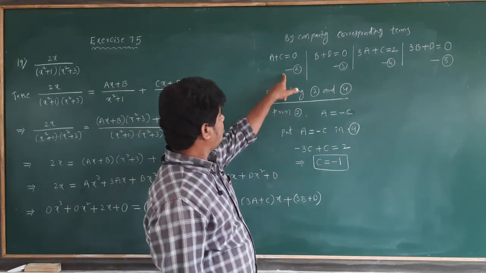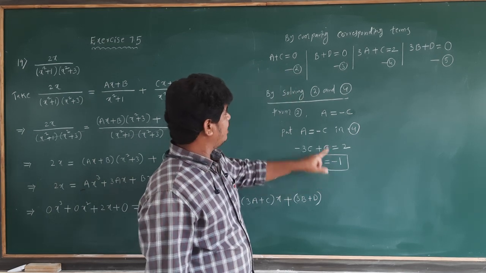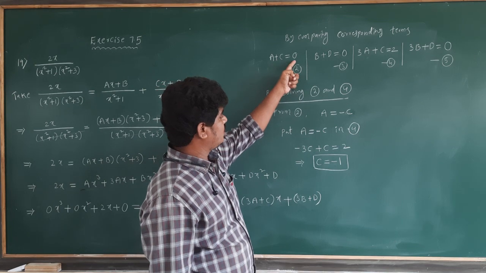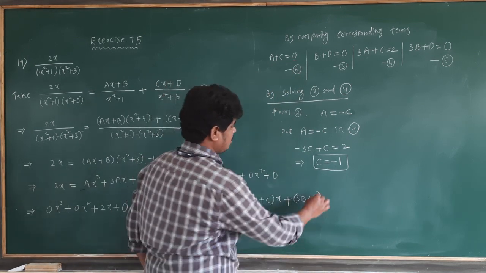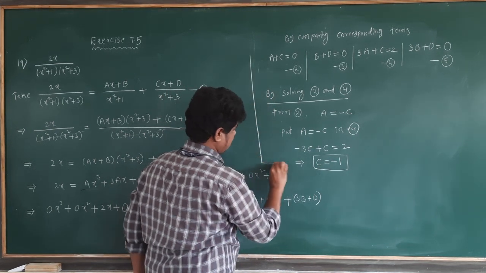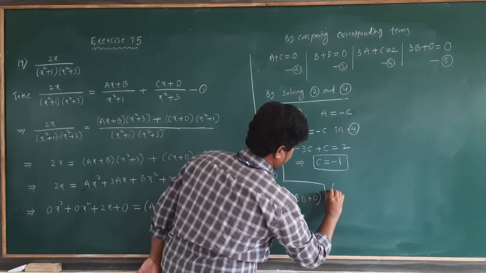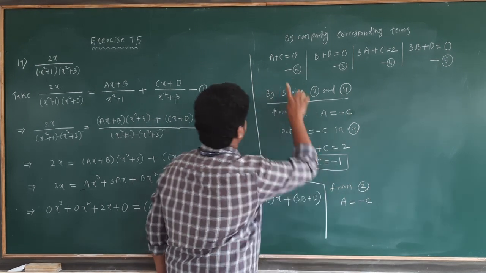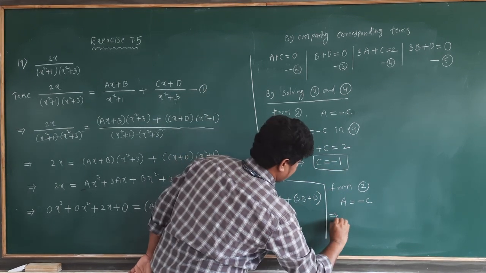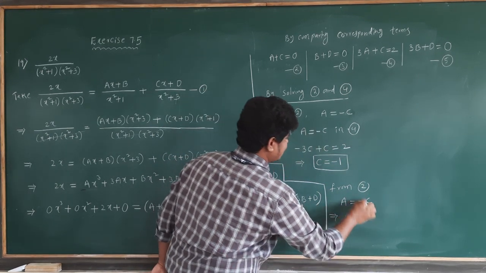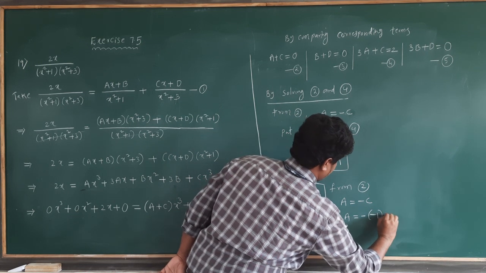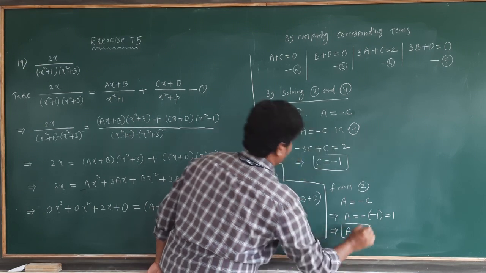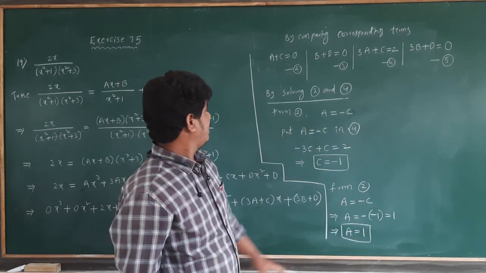From equation 2, what will be the value of a? With c equal to minus 1, a minus 1 equals 0, so a equals 1. From equation 2, a is equal to minus c, which means minus of minus 1, so 1. The value of a is 1. Okay. Next, for the continuation, I am going to write here.